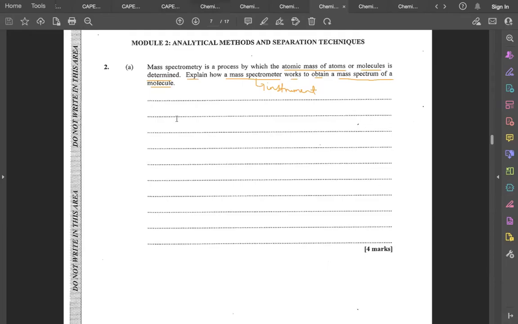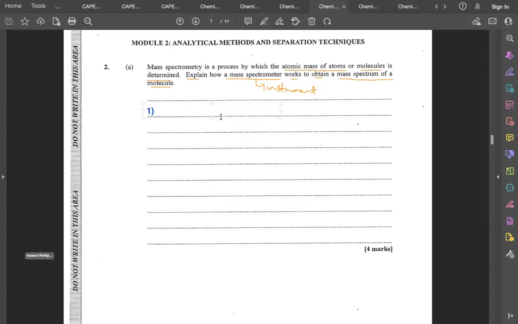Let me write it in a stepwise fashion, how we do this. So we have a sample, and we want to put it in the mass spec machine so that the mass spectrometer will give us ultimately a mass spectrum. And from that, we'll be able to determine the atomic mass of the atoms or molecules in that sample. Okay?